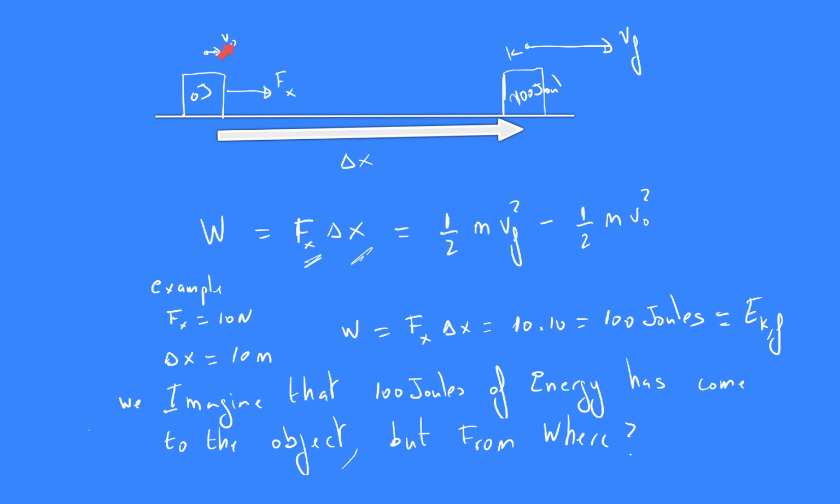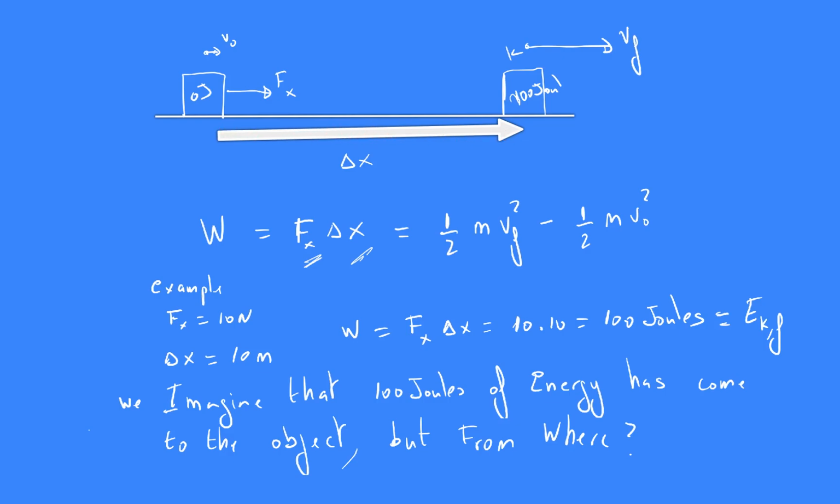If the initial velocity is 0, it is because there is 0 joules of kinetic energy. There is no kinetic energy. Now the force is acting. Maybe the force is you pushing the object, on the displacement of delta x.